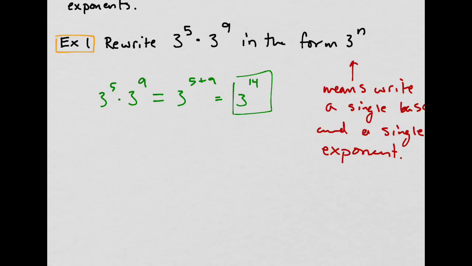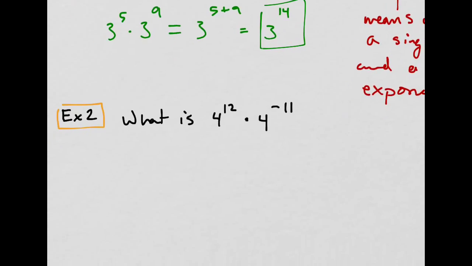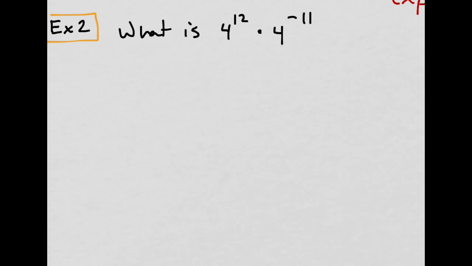Let's look at example 2. It's pretty easy. All you're doing is following that rule. What is 4 to the 12th times 4 to the negative 11th? What? Negative exponent? Can we do that? Yeah, you can do that. That doesn't matter. Follow the rules. Okay, so we'll follow the rules.